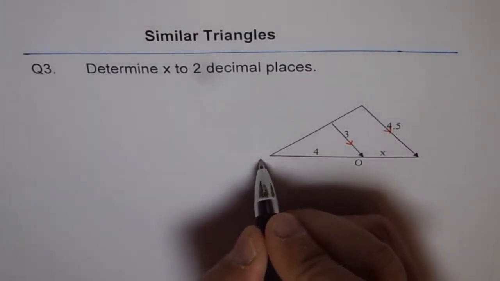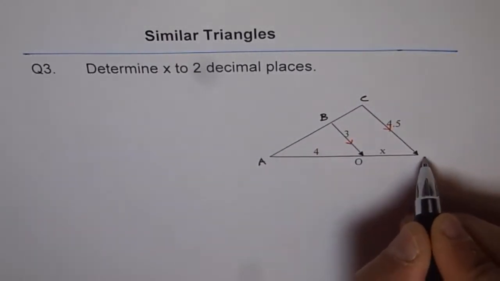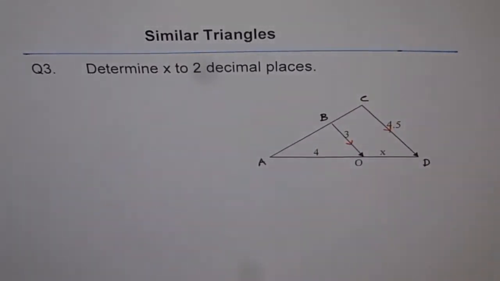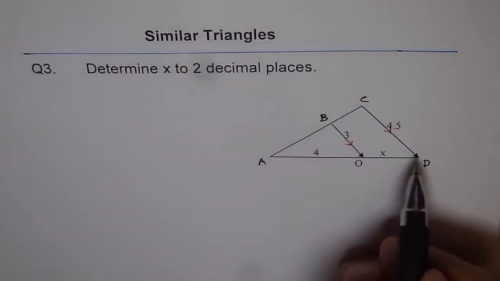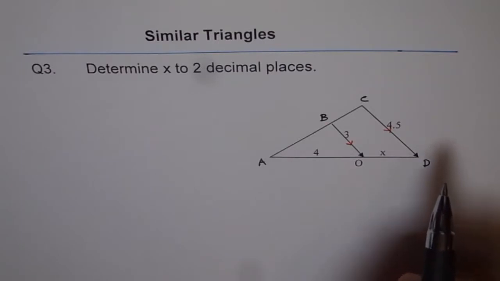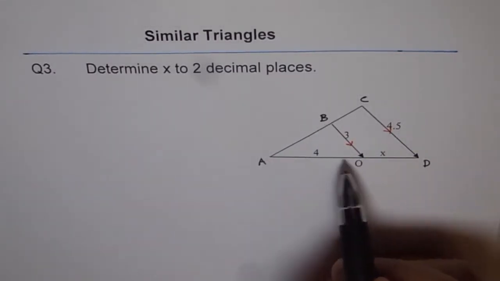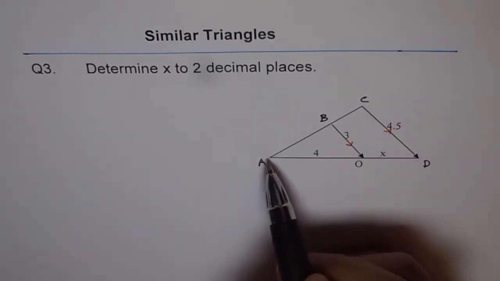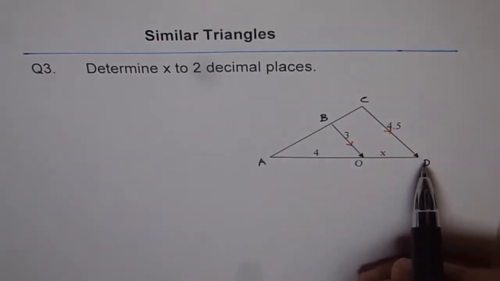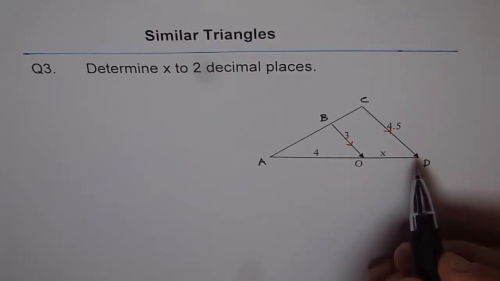So let's say A, B, C, D. Let me just name them, right? Now that's my triangle A, B, C, D, and that point is O for us. Now let's consider small triangle ABO and the bigger triangle ACD, right? Let's consider these two triangles and see if they are similar or not, right?